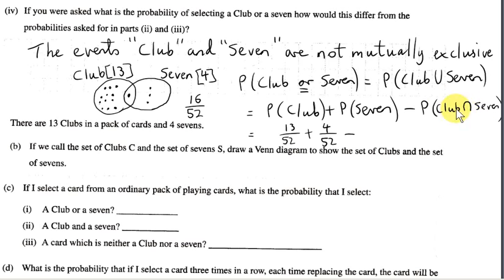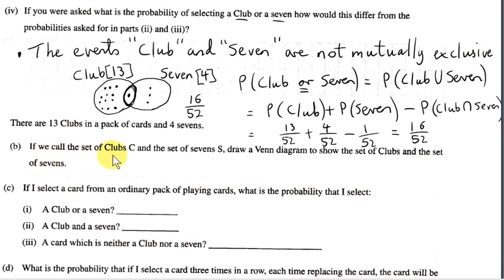Well, there's only 1 element in this event. You can see it here. This set here is the event club intersecting 7. It's the intersection of these 2. We just have 1 element in it, and we put that over 52. And of course we get 16 over 52. But in the question we're just asked to explain how this new probability differs from the probabilities in the previous parts. So you only need to state that these two events are not mutually exclusive.